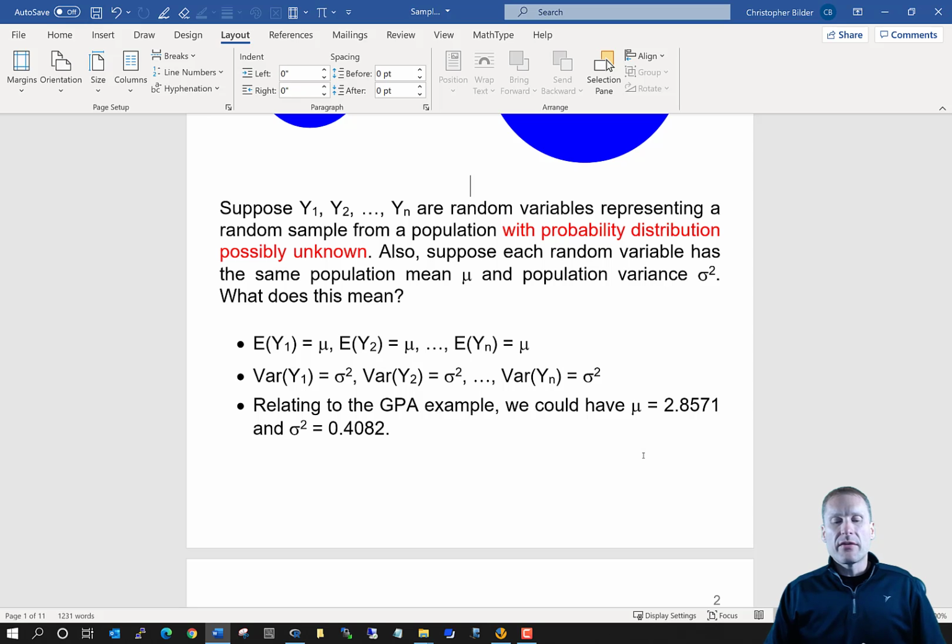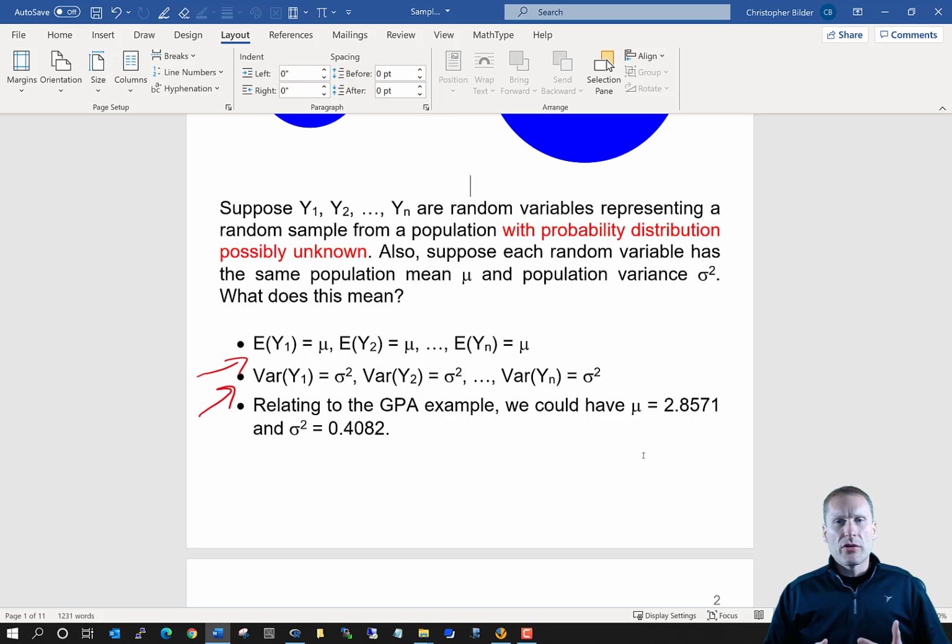Also, suppose each random variable has the same population mean, mu, and a population variance, sigma squared. So what does this mean then? If each random variable has the same population mean, that means the expected value of y1 is equal to mu, the expected value of y2 is equal to mu, and so on. In a similar manner, each random variable is going to have the same variance. The variance of y1 is sigma squared. The variance of y2 is sigma squared, and so on. This is reasonable because we are sampling from the same population.